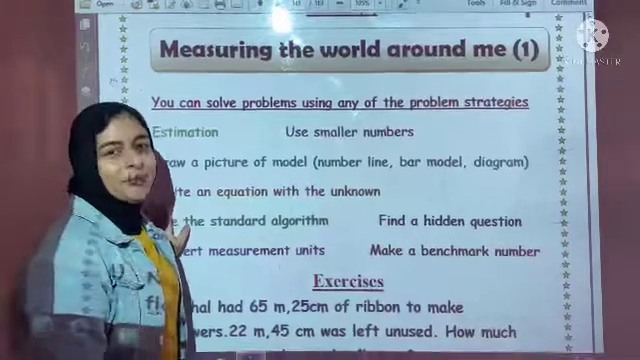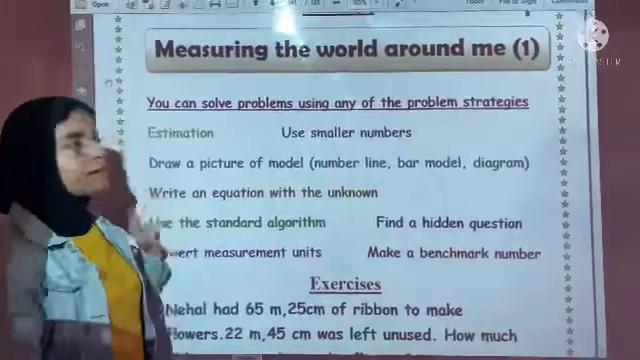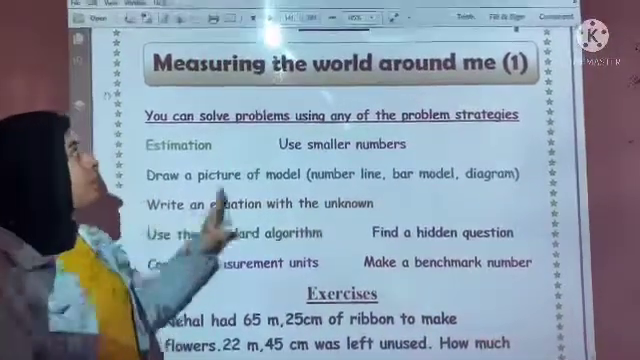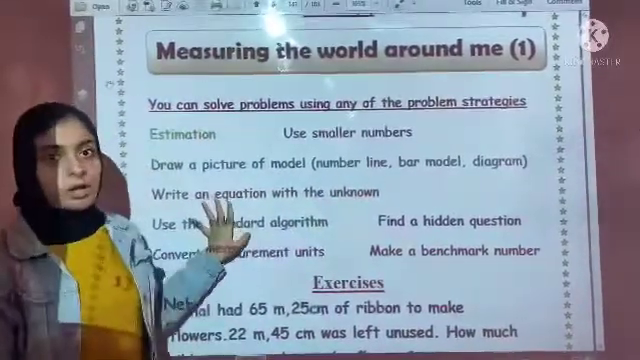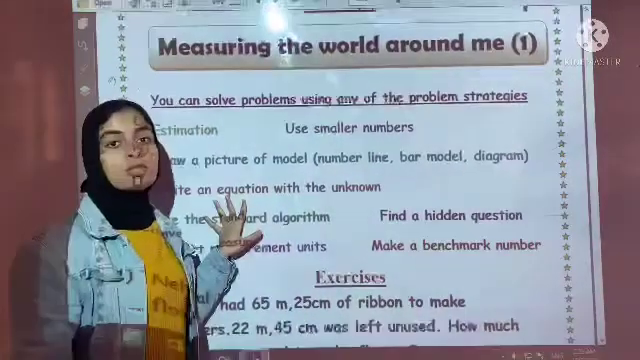Hello Junior 4, today we're going to start our session with lesson 8. Our lesson today talks about measuring the world around me. This one is part 1, so it talks about how we can solve the story problem.